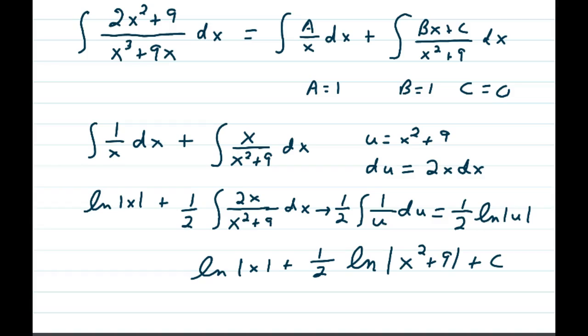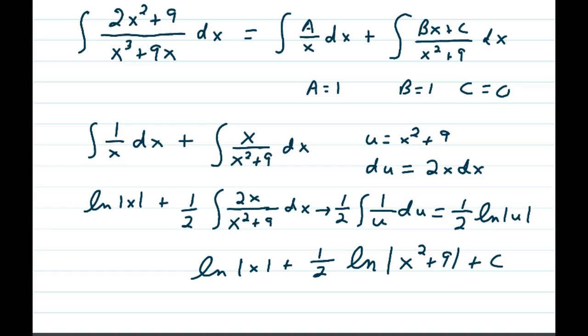And now we can take our integral of (2x squared plus 9) over (x cubed plus 9x), separate it into two smaller integrals, integral of a over x plus the integral of (bx plus c) over (x squared plus 9), but we know that a is 1, b is 1, and c is 0. So we get the integral of 1 over x dx plus the integral of x, no c there, over (x squared plus 9). The second integral needs a u substitution, where u is equal to x squared plus 9, du is equal to 2x dx.